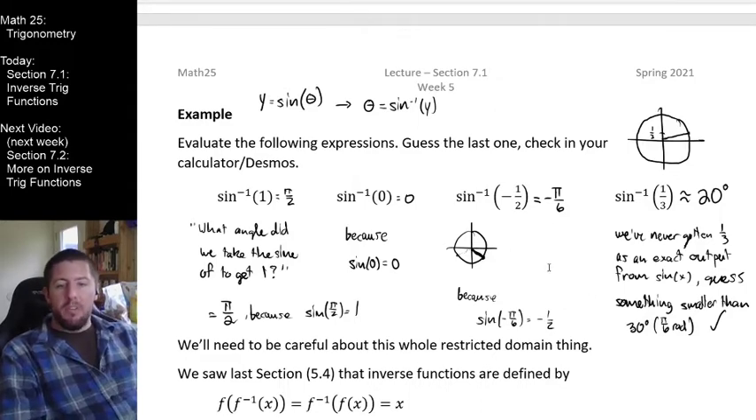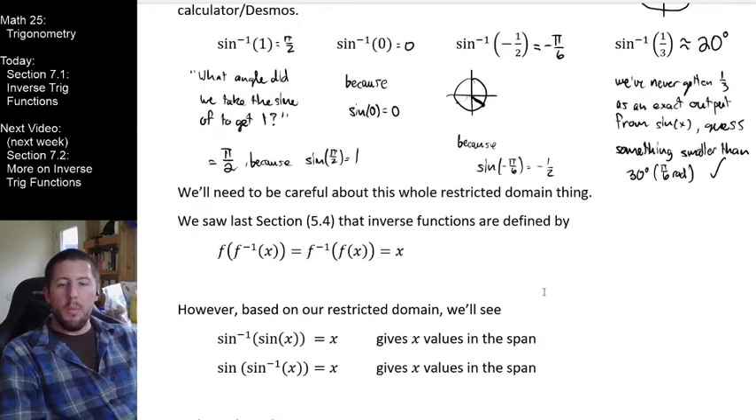So what we haven't really seen so far, though, is any weirdness come up about this restricted domain. So let's bring that in here now. What we saw in the last section was that the inverse functions are defined by this statement right here. So this looks hairy. Let's talk about this in parts.